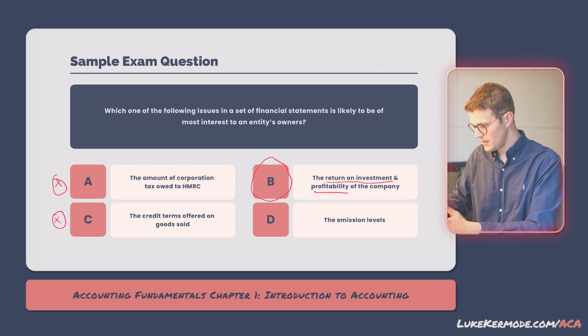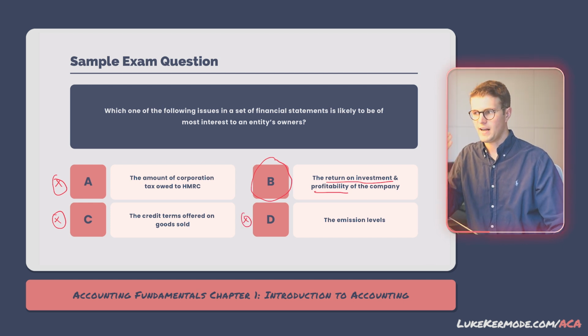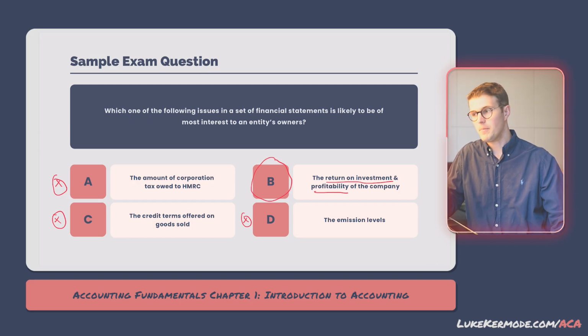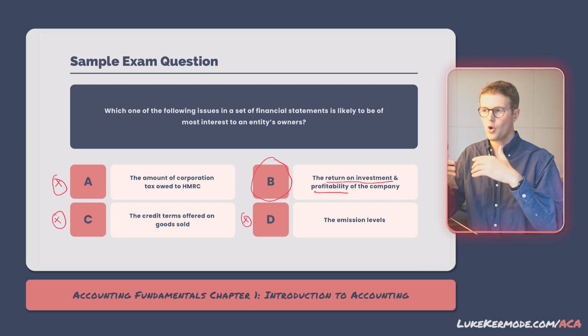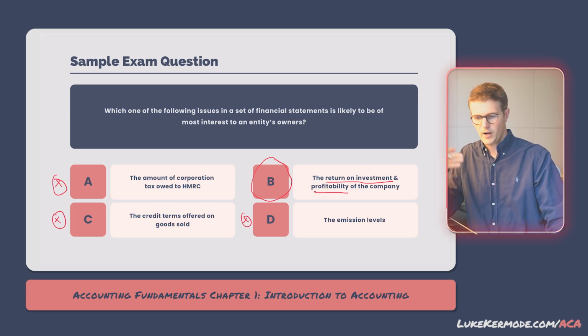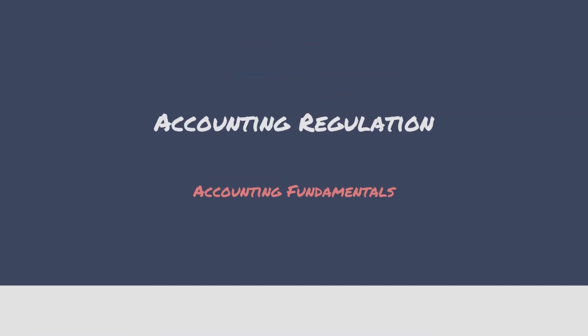And option D, the emissions levels may well be of interest to regulators and some ethical or ESG focused investors in the company, but for most owners the core financial focus remains on profit. So when it comes to financial statements, owners are primarily interested in profitability.